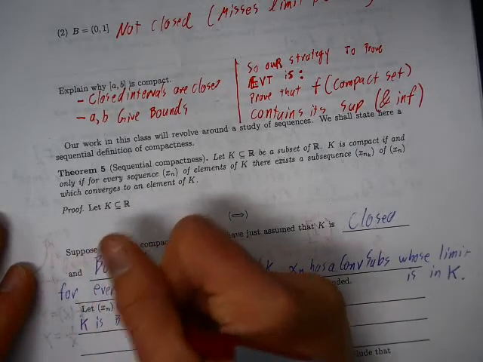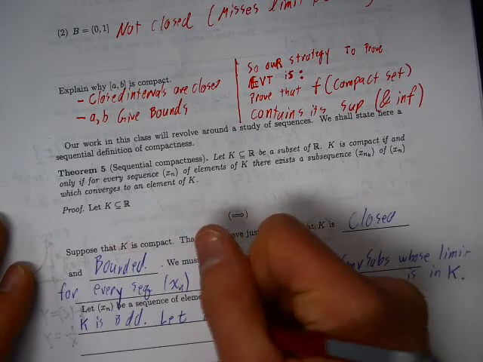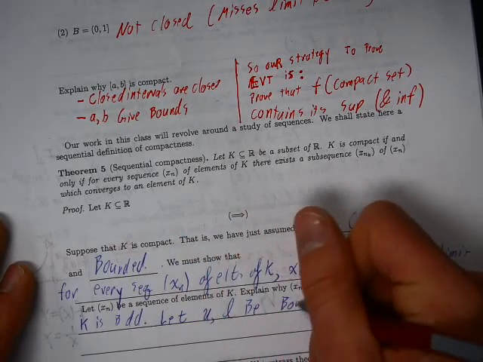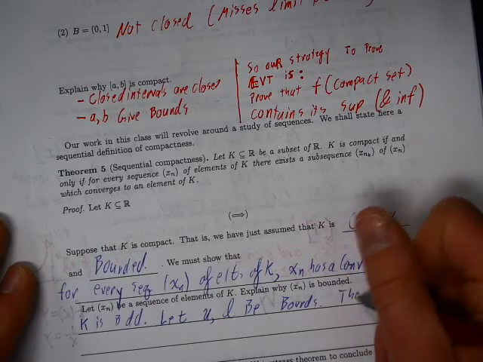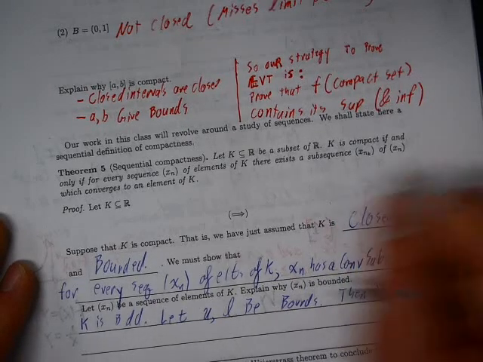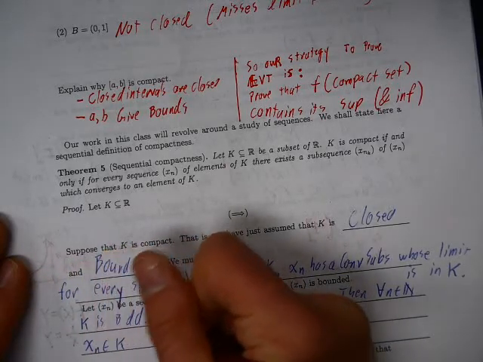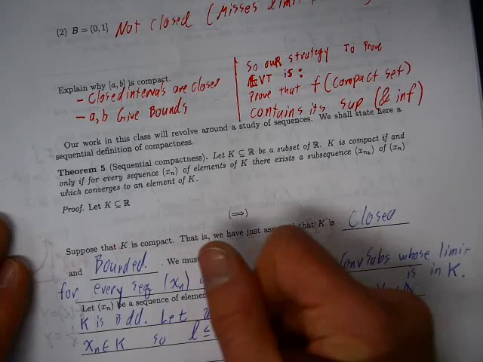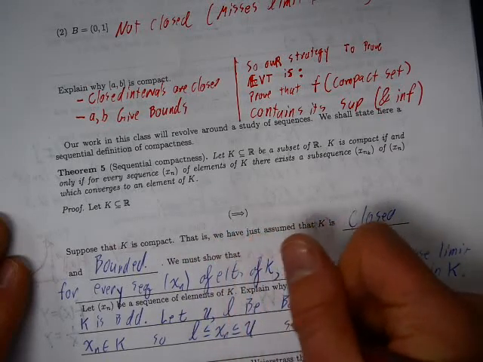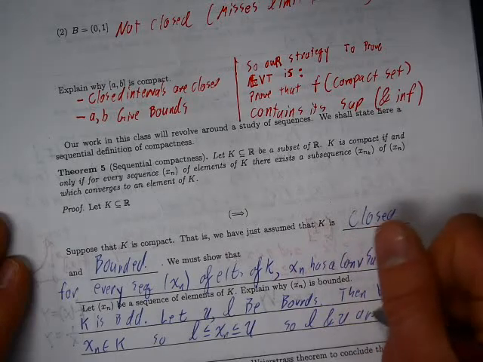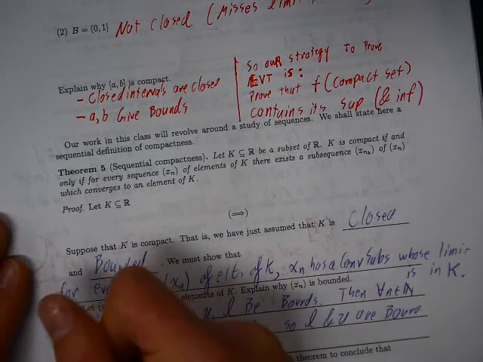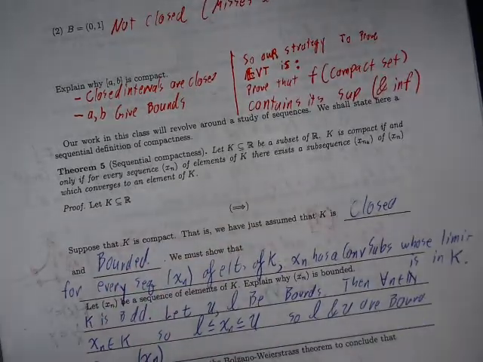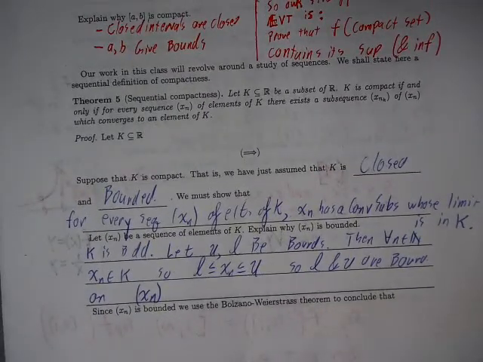K is bounded. Let's let U and L be bounds. Then for all n in N, x sub n is in K, so L is less than or equal to x sub n is less than or equal to U. So L and U are bounds on x sub n, so it's bounded. That's exactly what you said, right? This is why every sequence of elements of a bounded set is bounded. So the set is bounded, and the sequence is bounded.